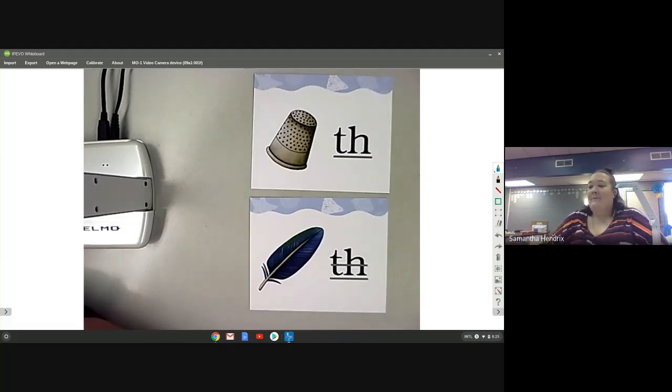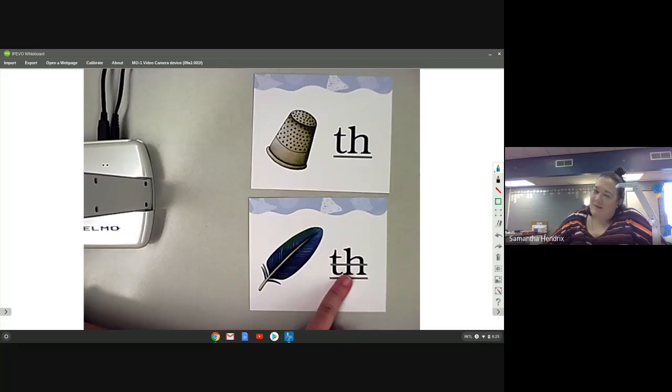Feather stands for the voiced sound of TH. Look at this line. This means that it's voiced. If I were making this, I would say that that's unvoiced because it looks like it's marked out. However, they call this in Saxon a voice line. So it's not actually marking it out, it's a voice line. It tells you you are talking about a voiced sound.